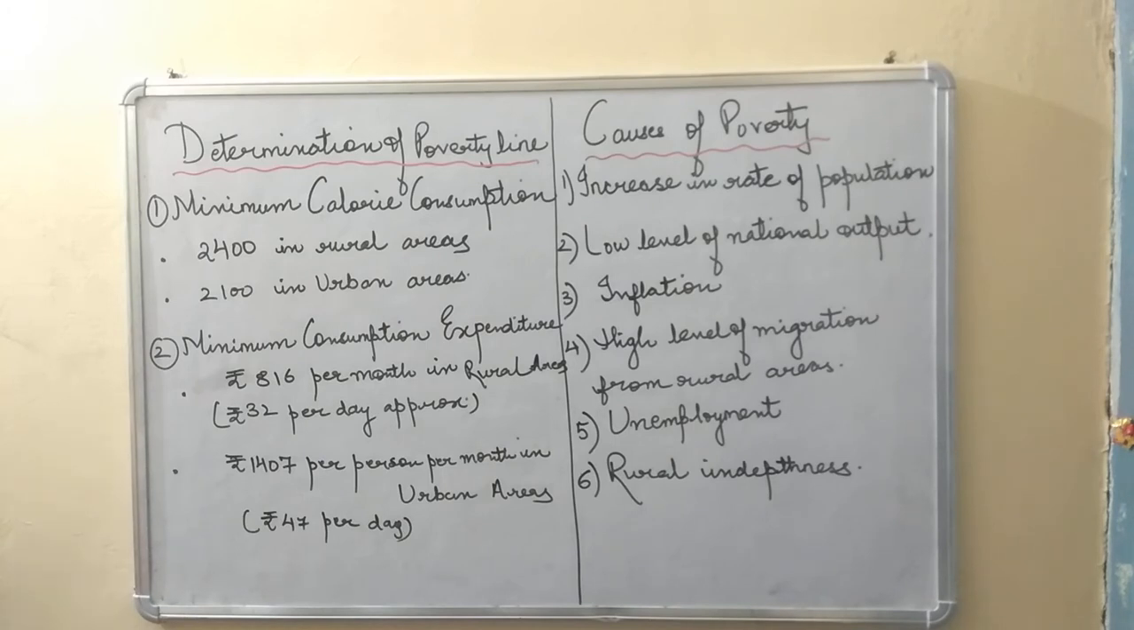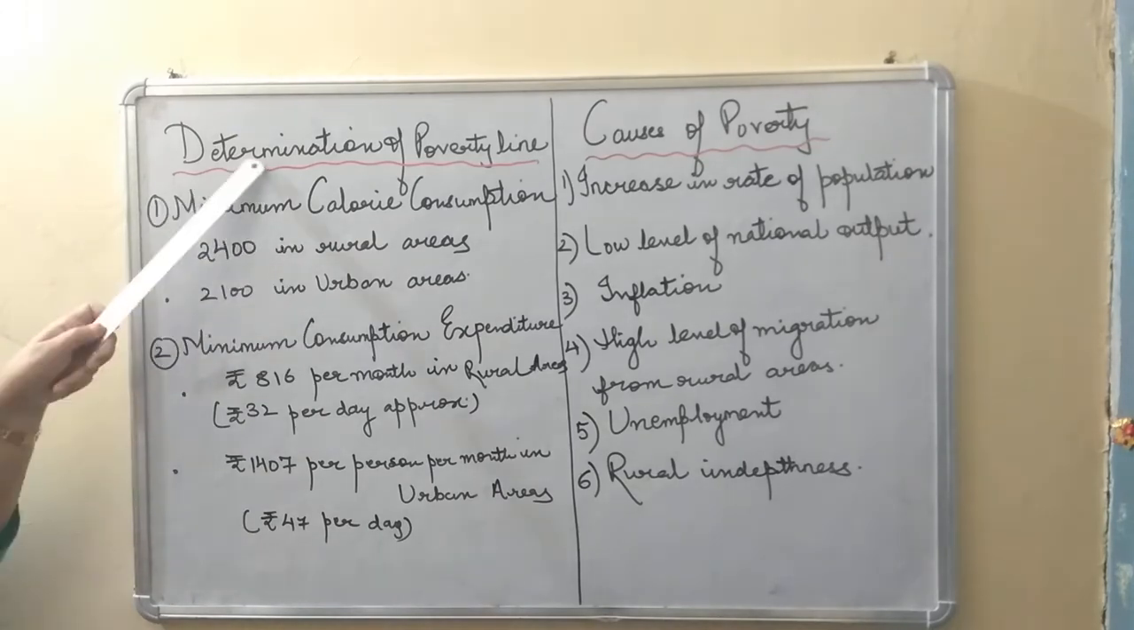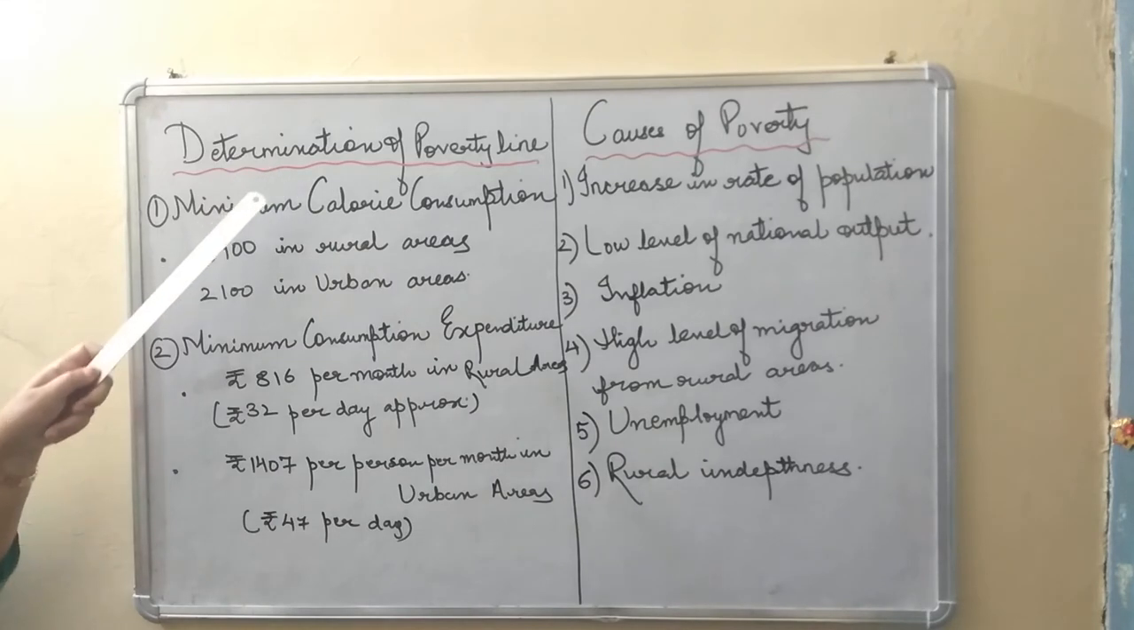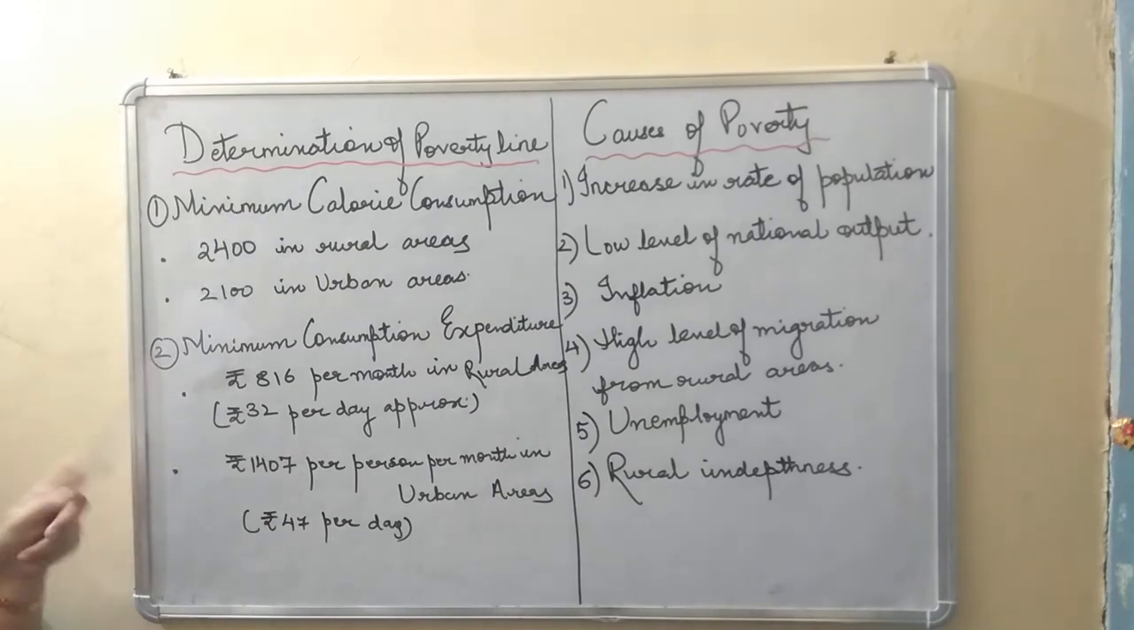See students, in my previous video, I told you that we will study poverty line determinants, which means how is the poverty line determined? How do we see that this is the poverty line? As well as one more topic, causes of poverty. So first of all, let us understand how is poverty line determined. In the sense, who is called poor and who is called non-poor. Here I am not talking about rich.